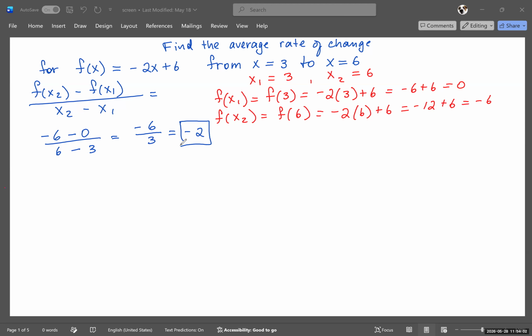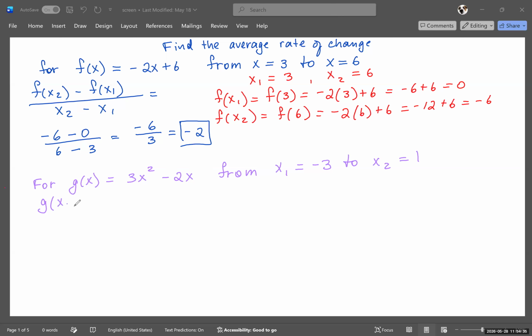Now we'll do one more example with a slightly harder function. So if we're calculating the average rate of change for the function g of x, which is 3x squared minus 2x, from, and this time I'm just going to label it, x1 equals negative 3 to x2, which equals 1. The formula is the same.